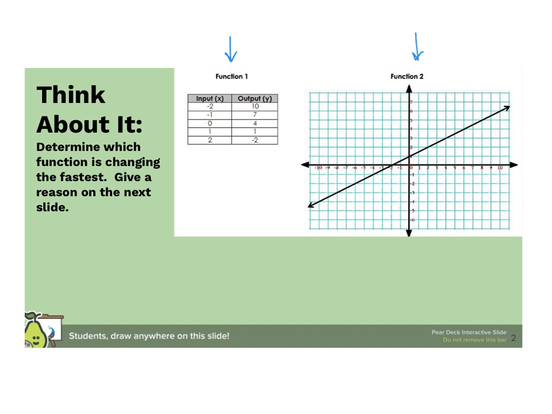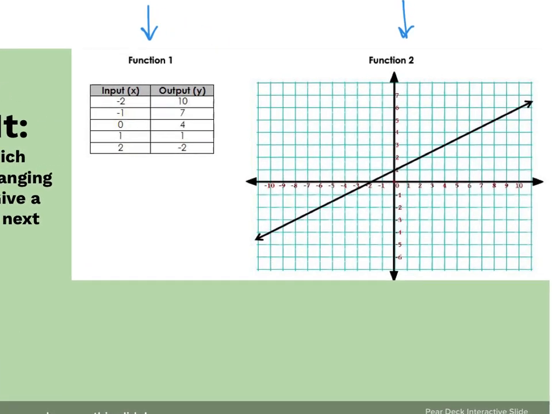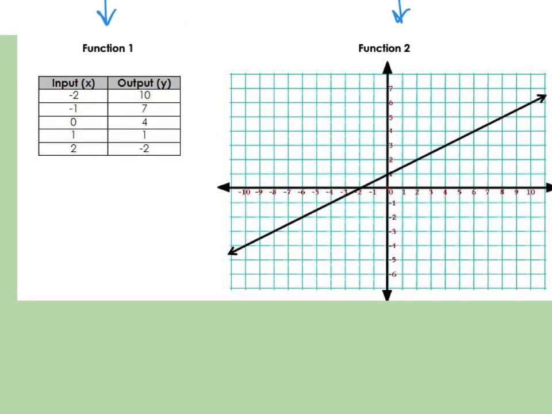That's our first step. I'll start with the graph because it's easier for me. So I'm going to use this point and this point. So my rise is 1 and my run is 2. So the slope here is positive 1/2.